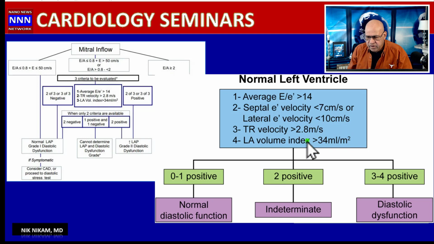and if we have a tricuspid regurgitation greater than 2.8 meters per second, if the left atrial size is greater than 34 ml per meter square, if you have 3 or 4 out of these criteria, then you are dealing with a diastolic dysfunction. If you have only 2 out of these 4 criteria, it's intermediate. If it's 0 to 1, then you're dealing with normal diastolic function. So this is a different way of looking at it, because not everything is cut and dry. Oh, here's 0, here's 4, and here's 3.